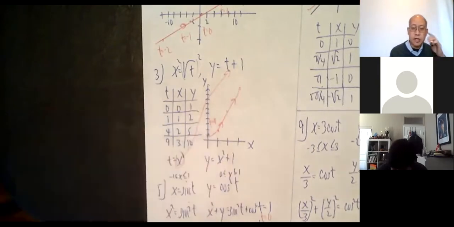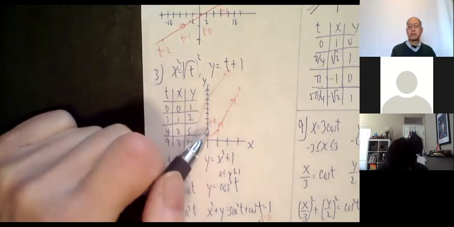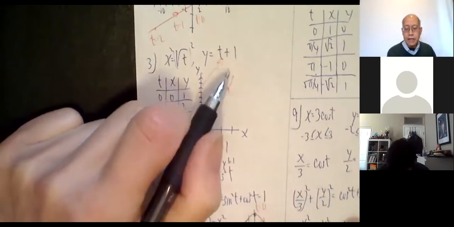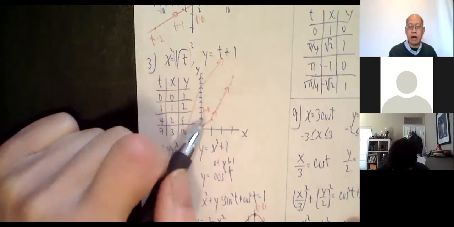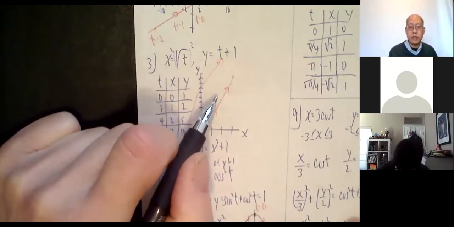Okay, so the arrow is going this way as time increases. So it's going like that. It's certainly not a straight line. Maybe it's a parabola. We can show it's a parabola.